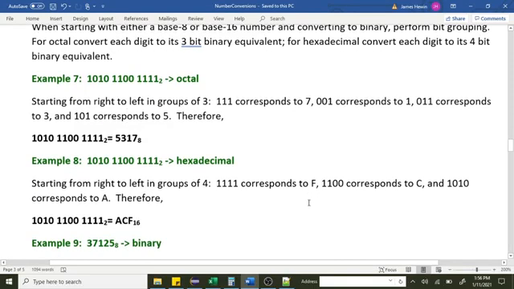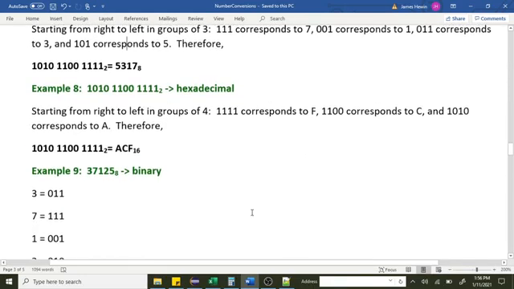And in this one, I picked the same number in binary to go to hexadecimal. The only difference is we're grouping 4 now. So here, 1111 corresponds to F, 1100 corresponds to C, and 1010 corresponds to A. So this same binary number equals 5317 in octal and ACF in hexadecimal.